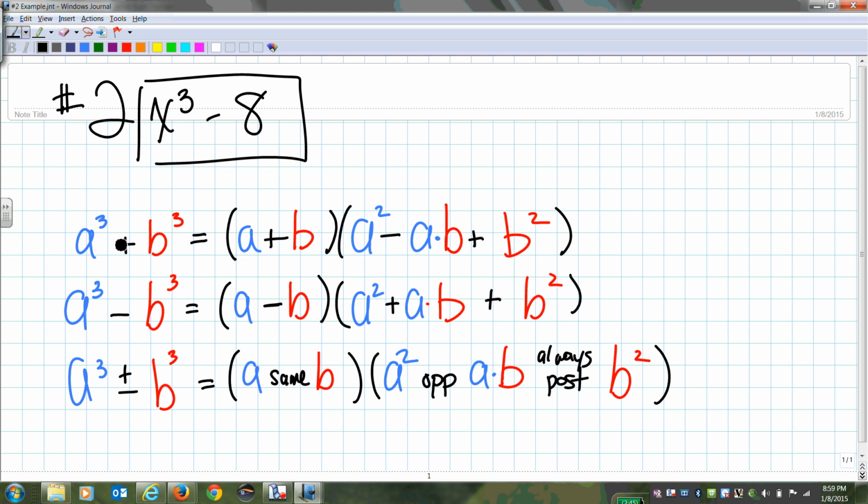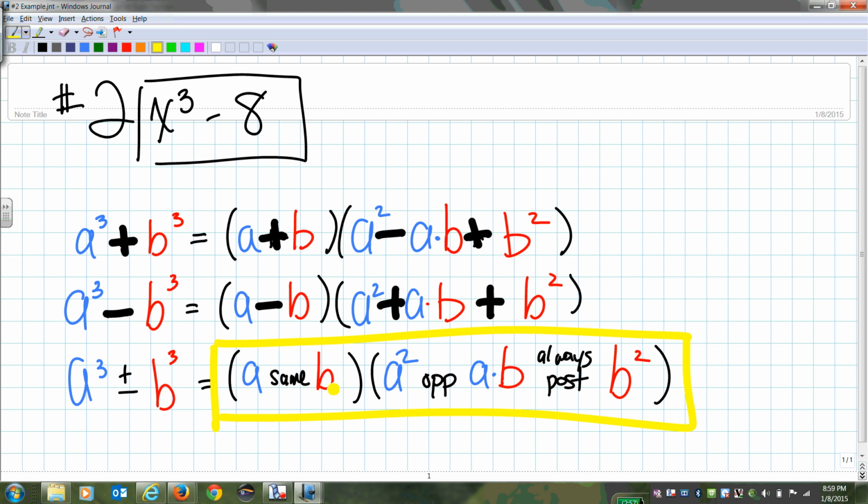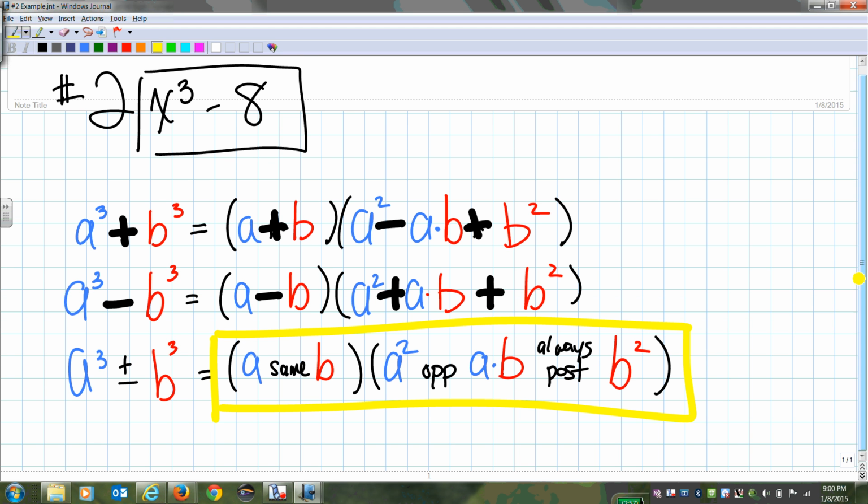Okay, so let me explain this. Here, this is a plus sign, so we use a plus sign here, then we use the opposite sign there, and the last one's always positive. Here we have a negative sign, so we use the same sign there, negative, the opposite sign there, and then always positive. So that's the two shortcuts. If you need to, memorize this one. This one kind of works for both. It's a, same sign b, a squared opposite sign, a times b, and then always positive b squared. Now, how does that work for what we're doing? We're going to do it together.